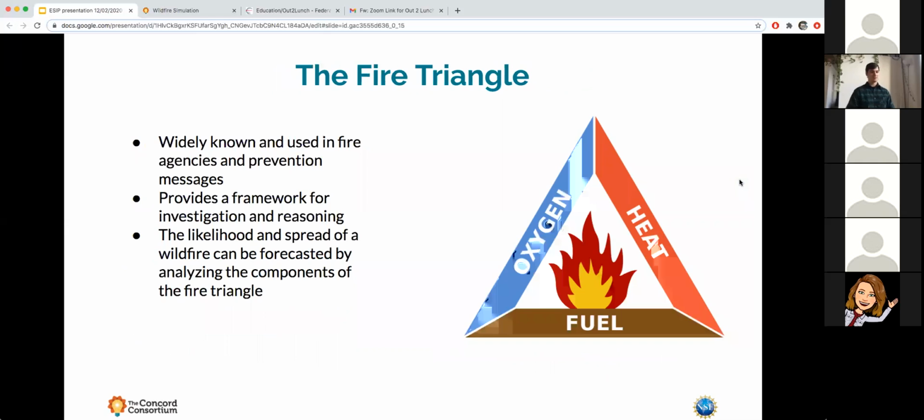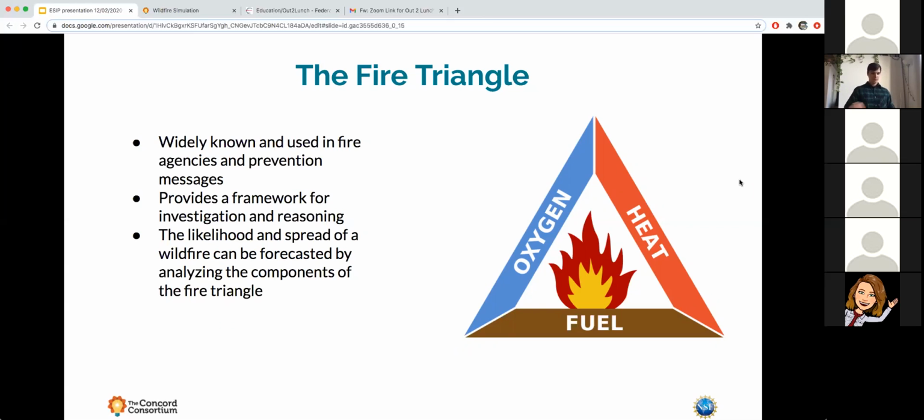One of the best ways we've found to get students to understand and have a framework for it is using the fire triangle, which is widely known and used in fire agencies and prevention messages throughout the United States. We found that the fire triangle, with the ingredients of oxygen, heat, and fuel, provides a framework for investigation and reasoning that students do throughout the module. And once they understand all the factors that go into the fire triangle, which I'll show you in a second, they can then start to predict and use what they know about uncertainty to focus on the likelihood of the spread of wildfires and forecast coming events.